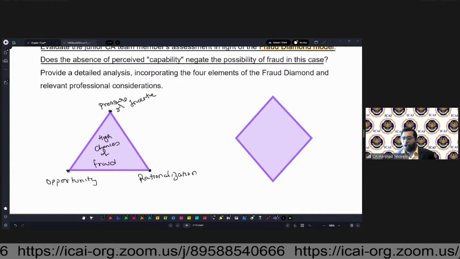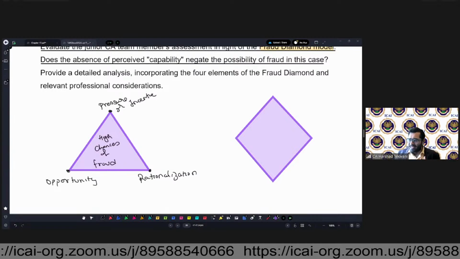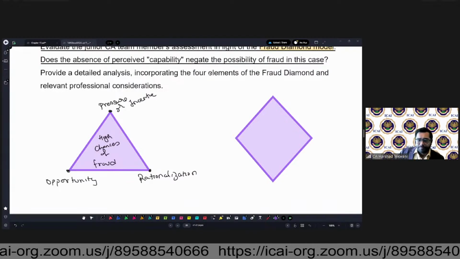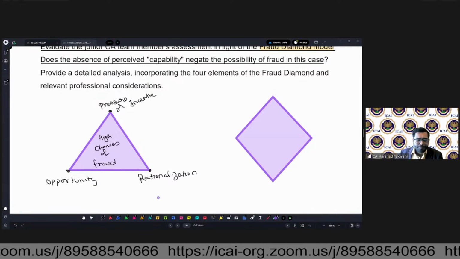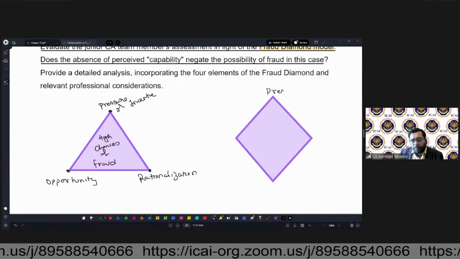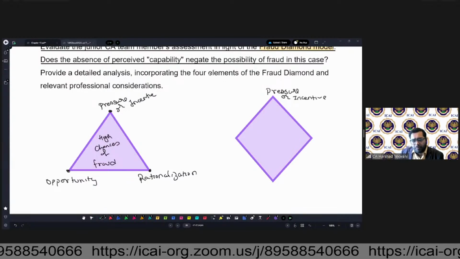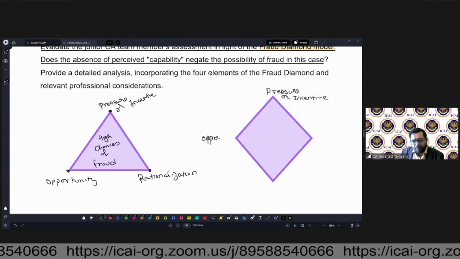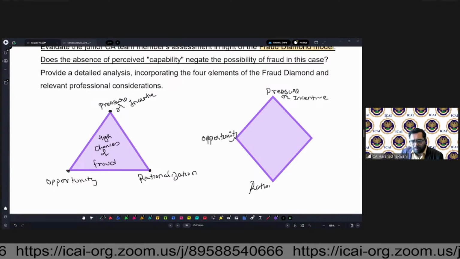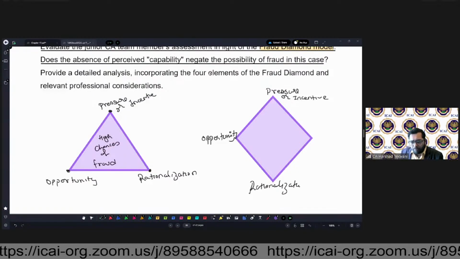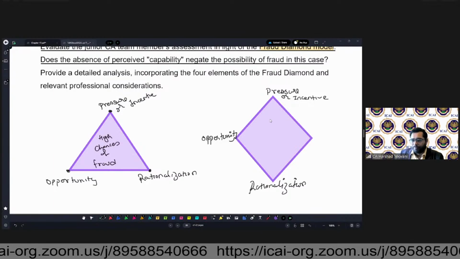Now, when I talk about the fraud diamond, it takes all three elements of the fraud triangle, plus it adds one more element to that. So the three elements of the fraud triangle are pressure or incentive, opportunity, rationalization, and the fourth part is the capability.